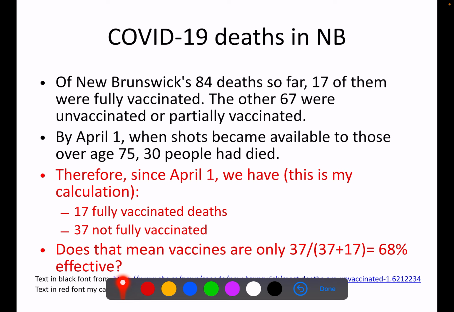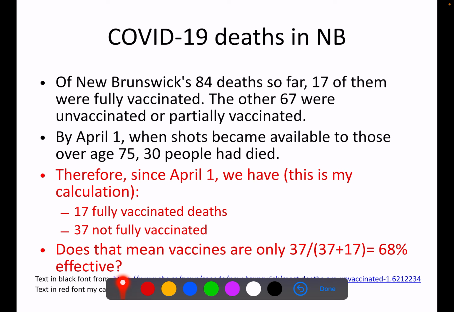I was trying to find a later date, for example, August 1st, when actually more people, this is the date that vaccines were available, right? But very few people were actually vaccinated by this date, right? But the website doesn't have that info, right? So basically everything in black is from this article, and the text in red is my own. So we can say that since April 1st, 17 people who were fully vaccinated died, and 37 people who were not fully vaccinated died, right?